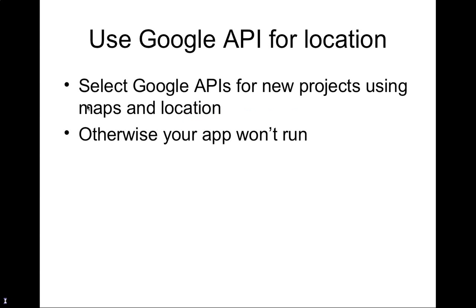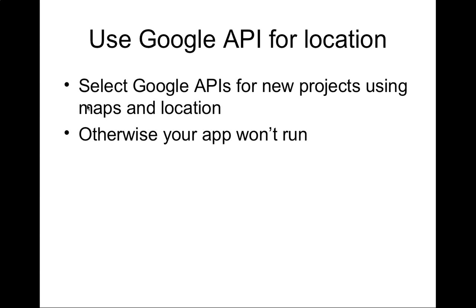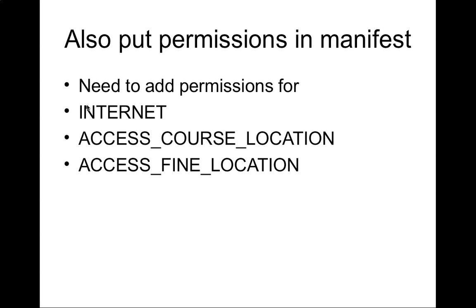Okay, so we're back here. That probably does work. That URL, I just couldn't get it to load for some reason. So when using the Google API for location, you select the API for the new project using the maps and location, and otherwise your app won't run if you're using the wrong API. So I'll show you that in a few minutes as well. You have to use the right emulator and the right API, otherwise you end up in a situation in which you don't have accessibility to the Google tools.